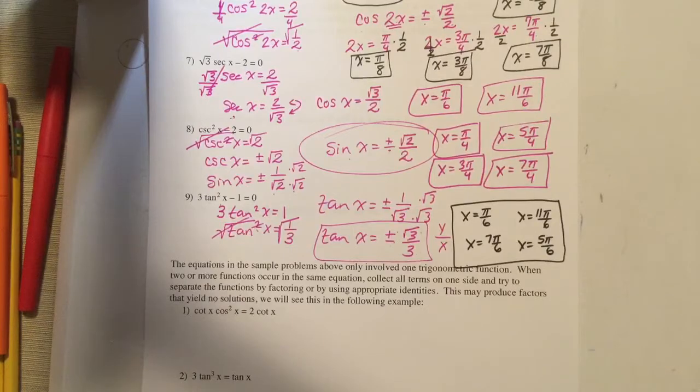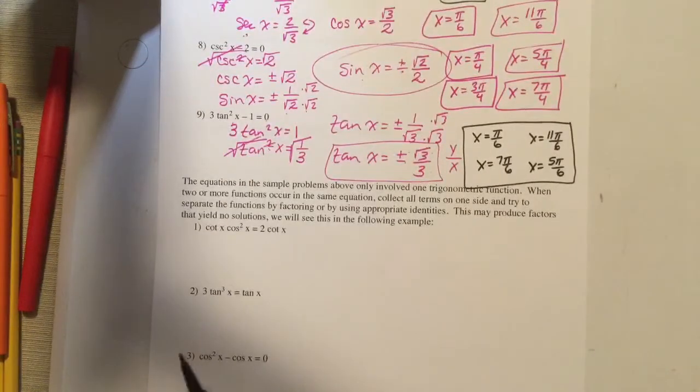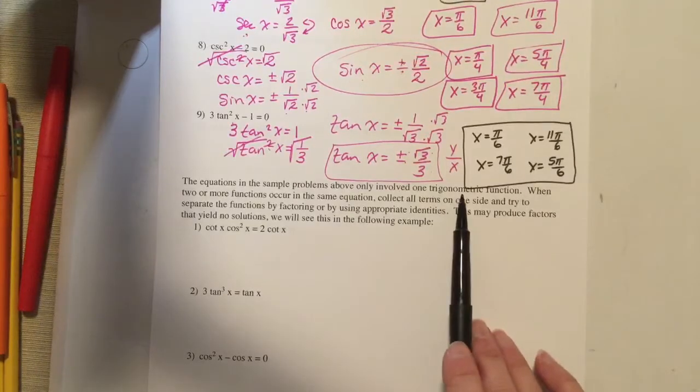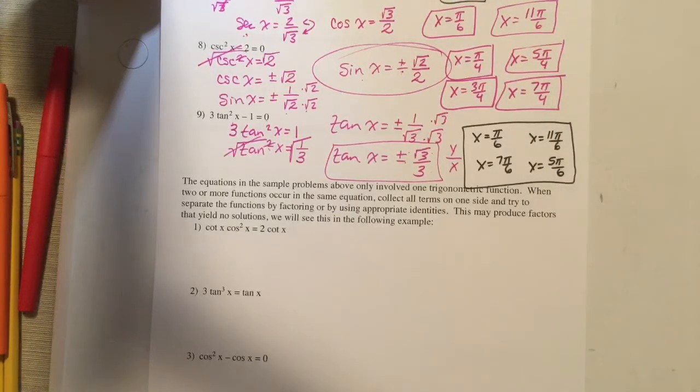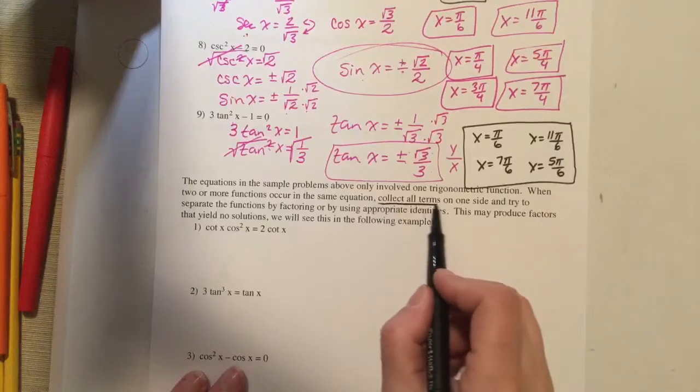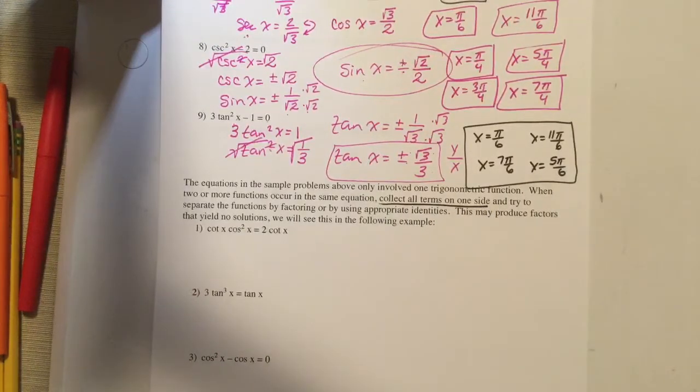Okay, moving on. The quadratics in the sample problems above only involved one trig function. Okay, it was either a cosine or a cosecant or a tangent or a secant. But the deal was you only had one. If you have 2 or more functions that occur in the same equation, what you need to do, step 1, collect all of the terms on one side. You want all of the trig functions, whether they be the same function or different functions, on the same side.